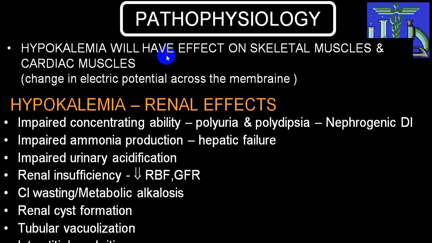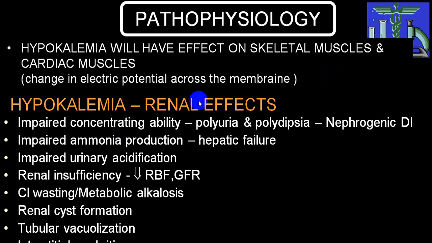Because of hypokalemia, you will have an effect on skeletal muscle, cardiac muscle and smooth muscle. This is because of the change in the electrical potential across the membrane due to alteration in the potassium balance, intracellular as well as extracellular potassium.